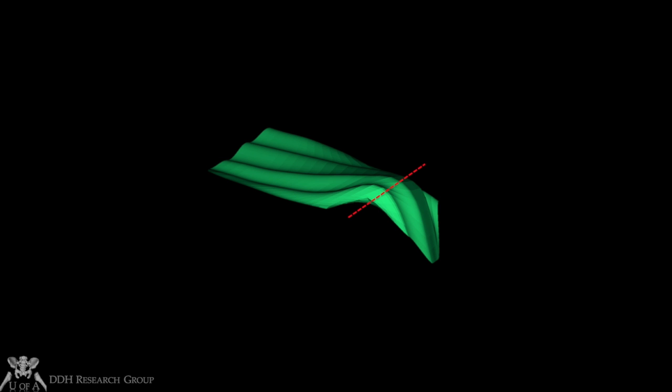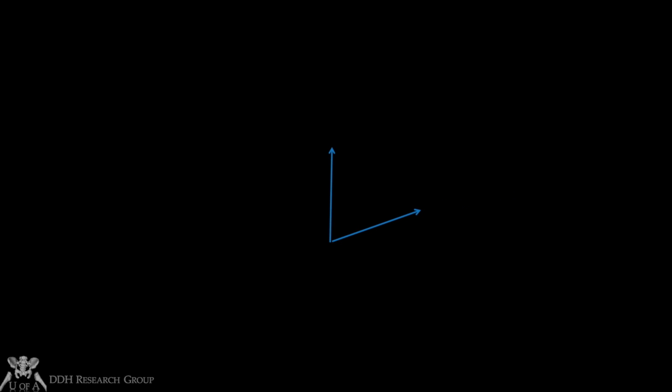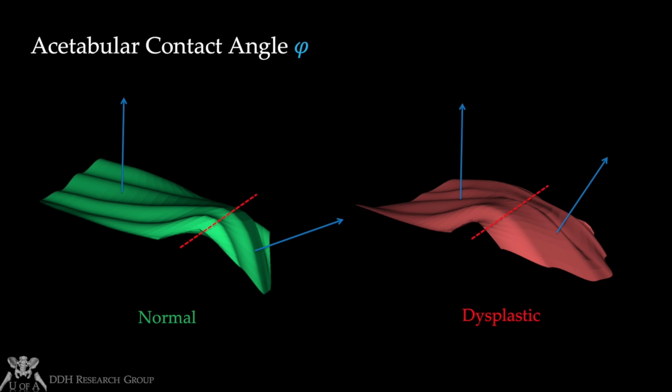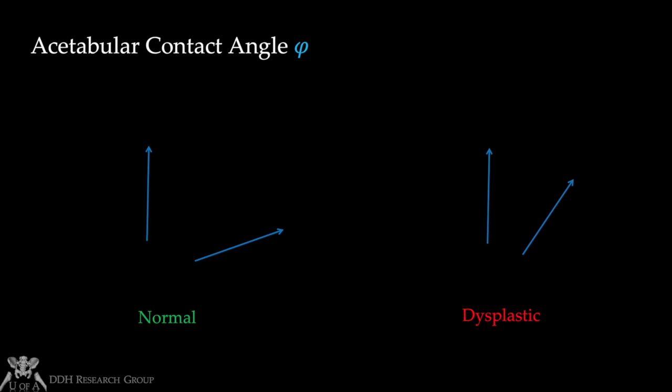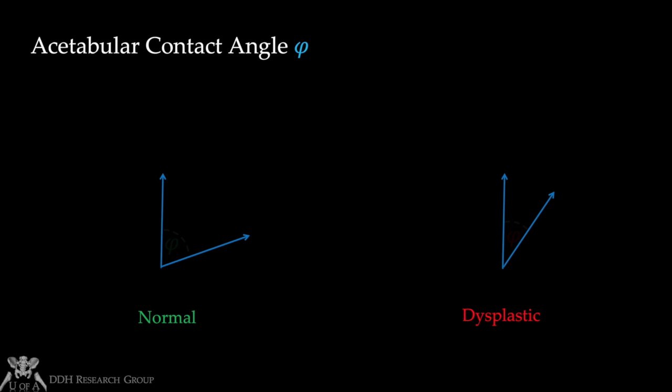The ACA is calculated by first dividing the model at its point of maximum curvature, or apex point. The average direction of the surface on each side of this apex point, called the surface normal, is calculated, and the angle between these two average directions is measured. This is called the acetabular contact angle. Based on measuring hundreds of normal and dysplastic hips, we have found that the ACA is larger in normal hips. This difference allows us to classify hips as normal or dysplastic using the ACA.